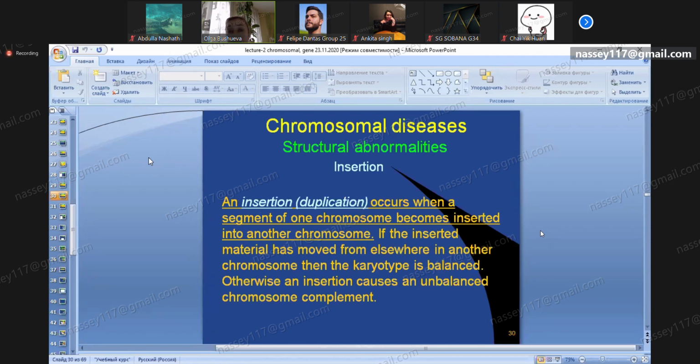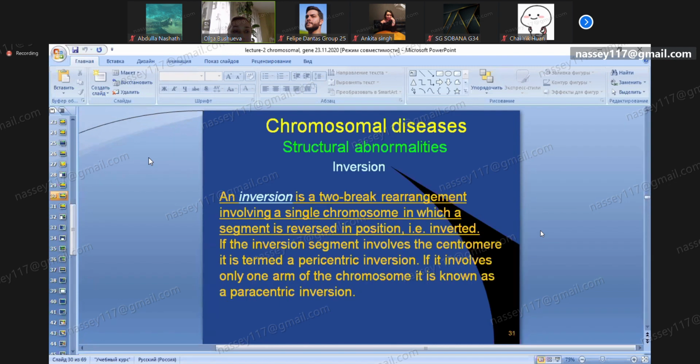An insertion or duplication occurs when a segment of the chromosome becomes inserted into another chromosome. If the inserted material has moved from elsewhere in another chromosome, then the karyotype is balanced. Otherwise, an insertion causes an unbalanced chromosome complement.